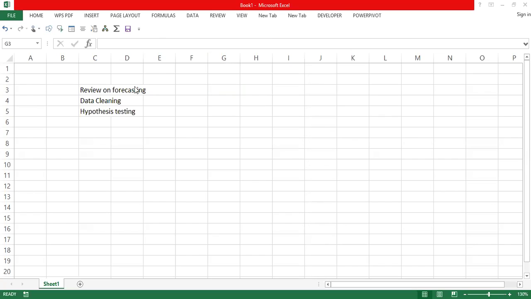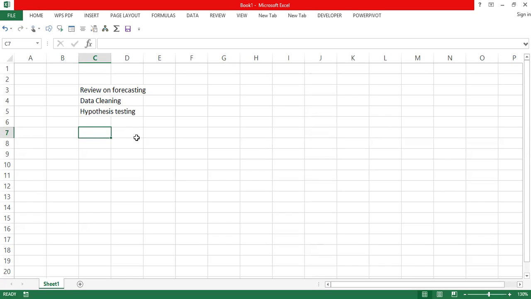So we are going to do a review on forecasting. We'll look at data cleaning. And for hypothesis testing, I think, okay, we did that last time. That's the thing I actually wanted us to look at. You should be able to identify the type of test. Look at the question and try to identify the type of test you are expected to do.